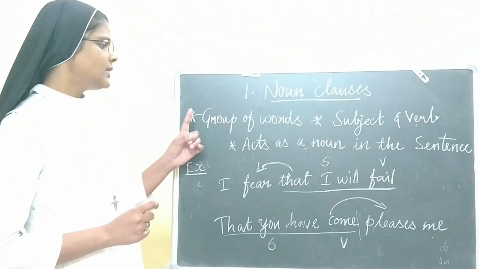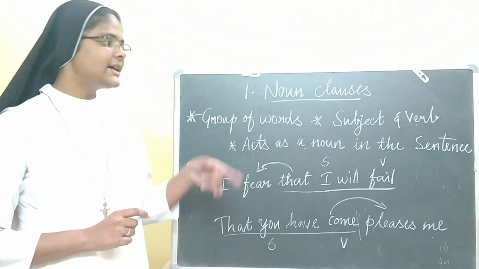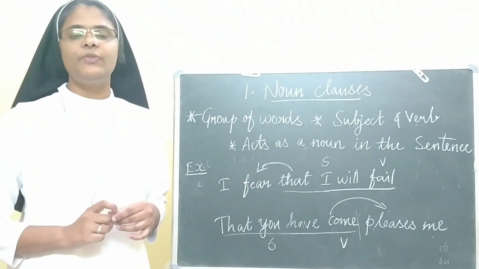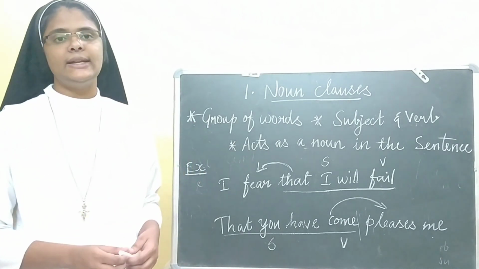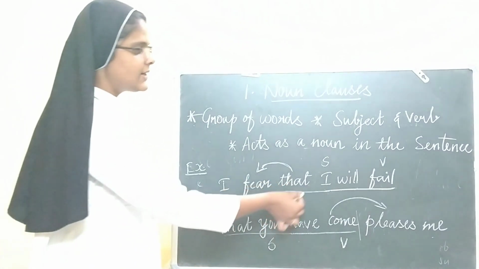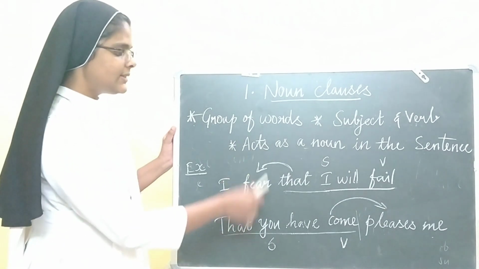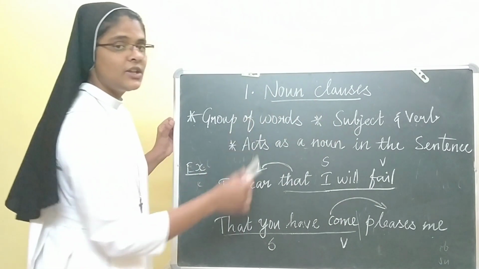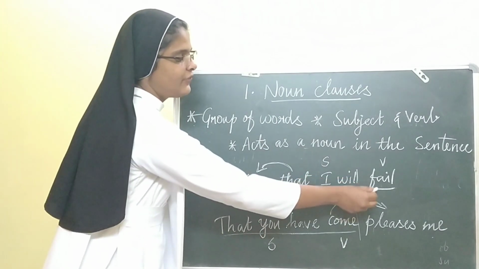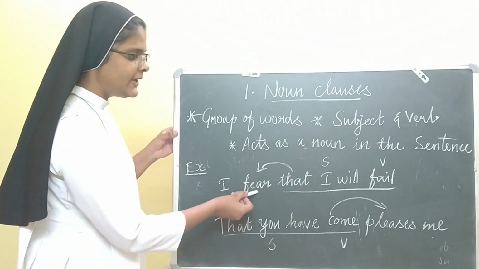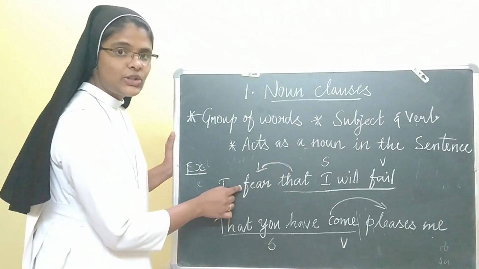What is a noun clause? A noun clause is a group of words, a subject and verb combination, that acts like a noun in a sentence. For example, I fear that I will fail. In this sentence, that I will fail is a noun clause. I is a subject, fail is a verb. Here fear is also a verb, and the clause is the object of the verb.